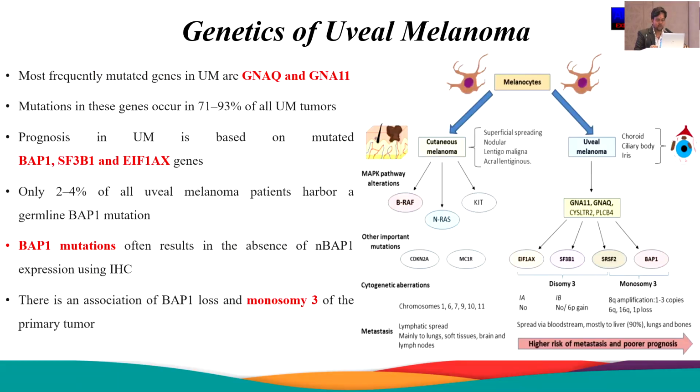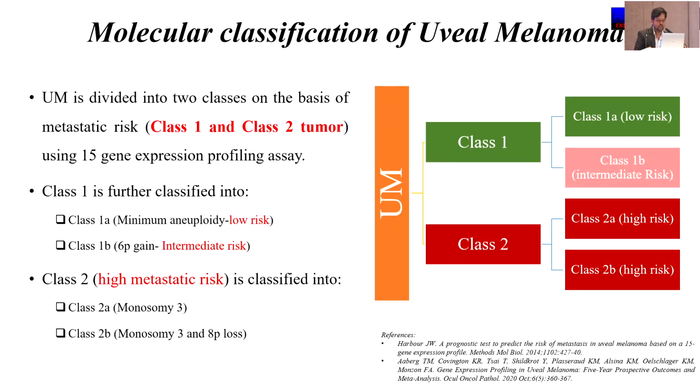The genetics of uveal melanoma is different from cutaneous melanoma, which involves mutations in BRAF, NRAS, and KIT, whereas in uveal melanoma the mutations arise in GNA11 and GNAQ. Molecularly, it is also classified as class 1 and class 2 based on a 15-gene expression profile. Class 1B and class 2 have high metastatic risk compared to class 1A.